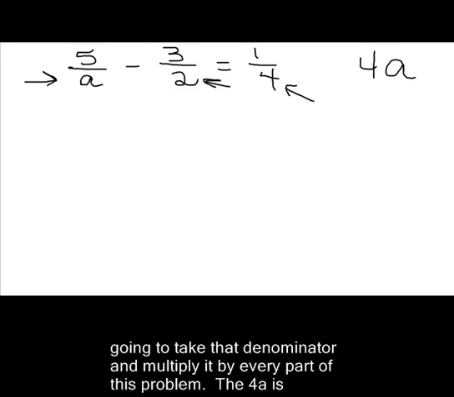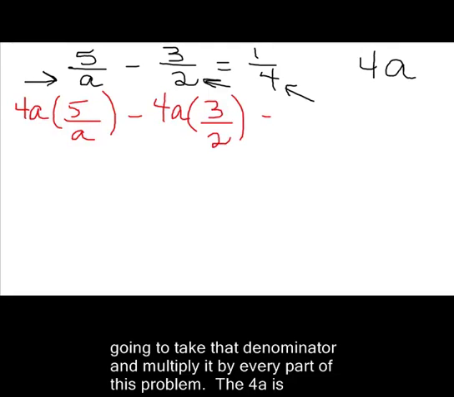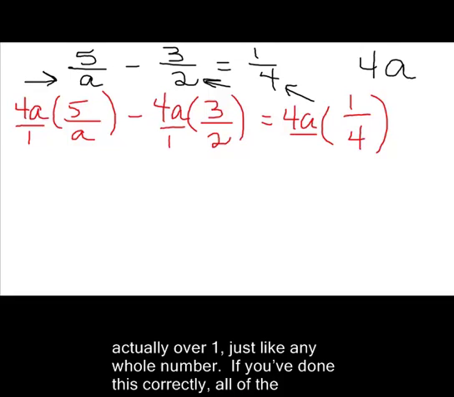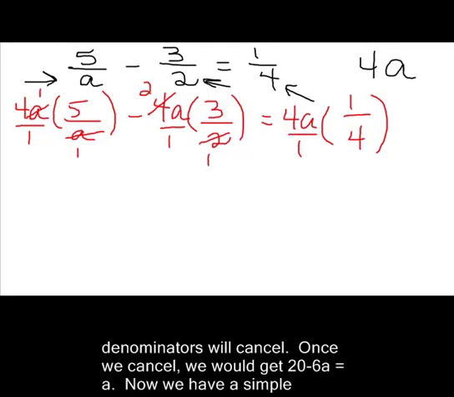this problem. So we're going to take a 4a, and we're going to multiply it by the 5 over the a. We're going to take a 4a, and we're going to multiply it by the 3 over the 2. And we're going to take a 4a, and we're going to multiply it by the 1 over 4. Now these 4a's are actually over 1s, because any whole number will have a 1 under it. And if you've done this correctly, all of the denominators will cancel, just like if you were multiplying fractions.